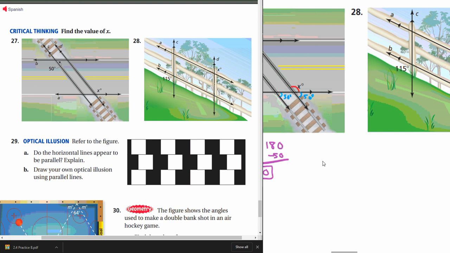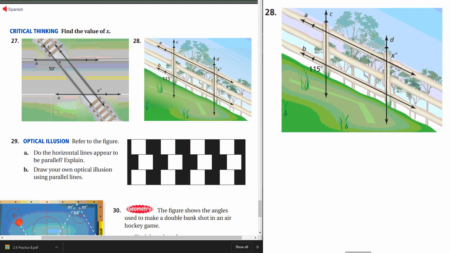All right, and the last question on this homework assignment, number 28, is very similar to number 27. We are looking for the measure of this angle right here, which is x degrees. We know that this one over here is 115. So what do we have going on here? If you look at this diagram, this is 115, and this one right here must also be 115 because those are corresponding angles. So this one is 115 because it is corresponding to this 115. It's in the same relative position.